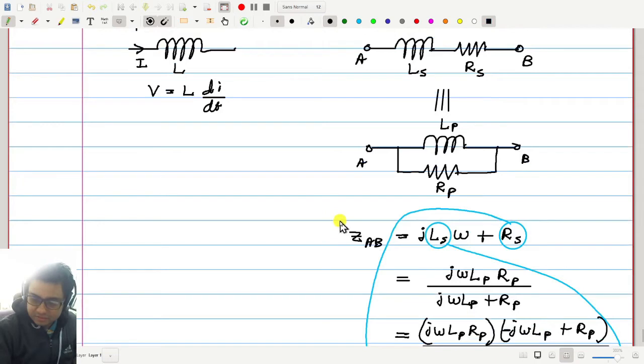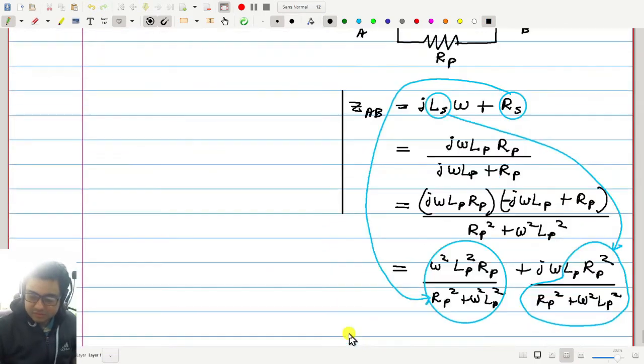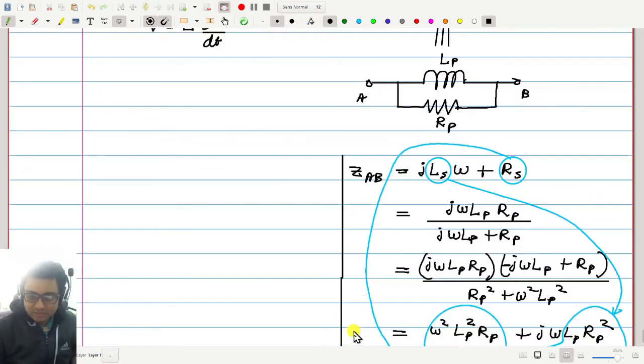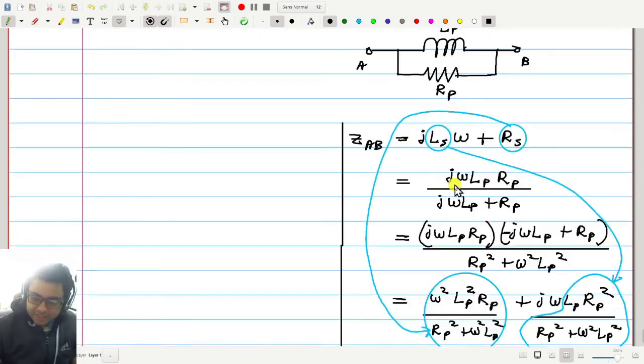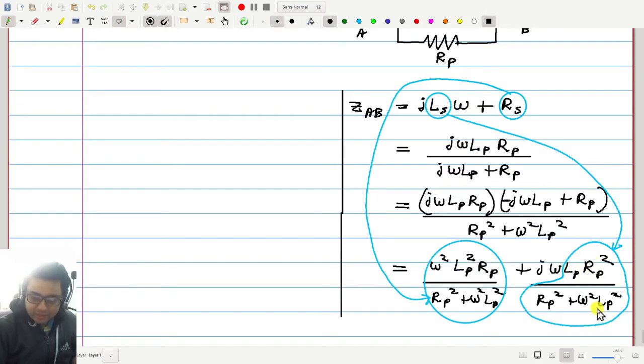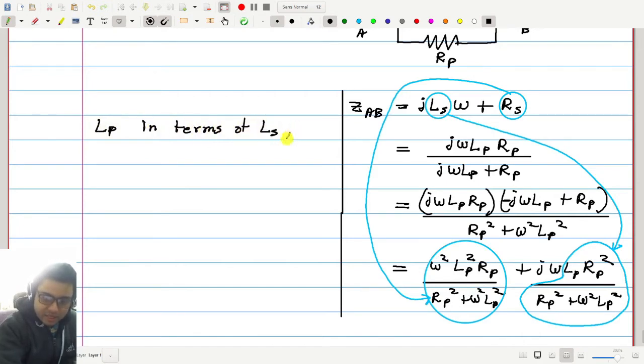Any suggestion? Compare the real and imaginary parts we can get. And this means we have to find... So can you please again repeat? So here LS is expressed in terms of RP, LP, and RS in terms of LP, RP. But can you find out the equation where you will write LP in terms of LS, RS, and RP in terms of LS, RS?